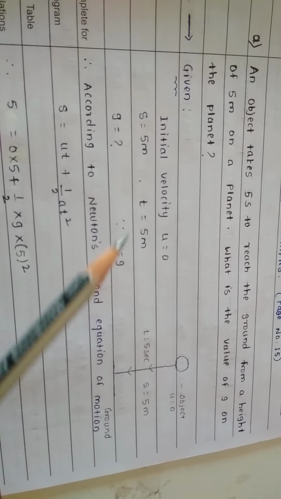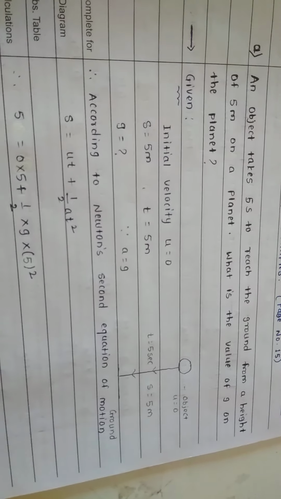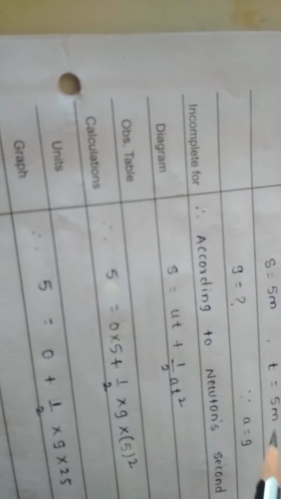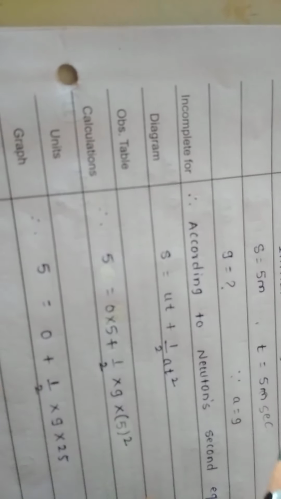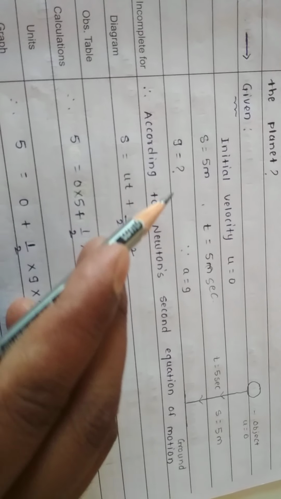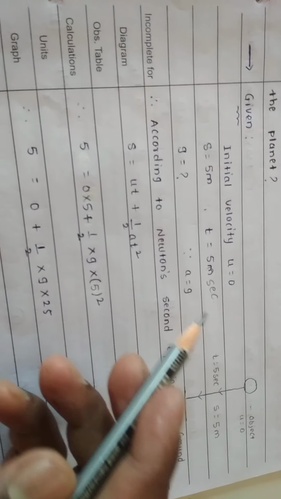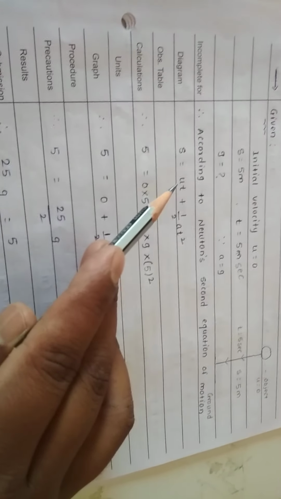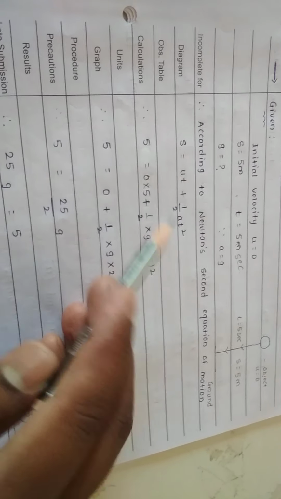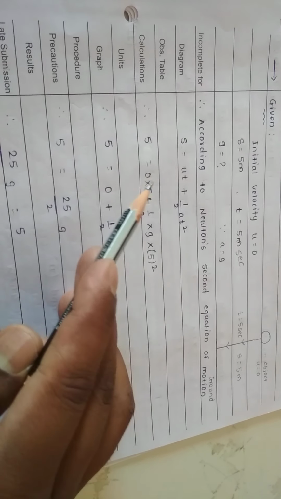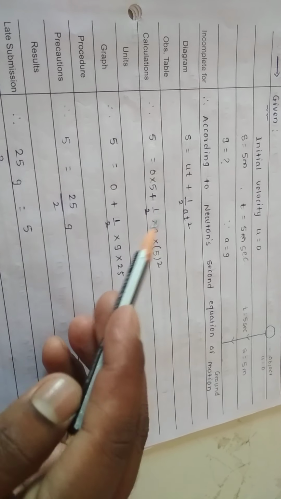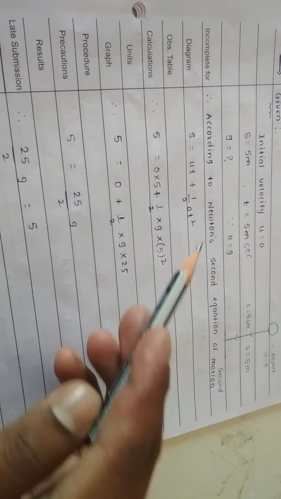t = 5 seconds. We have to find g, and here a = g. Therefore, according to Newton's second equation of motion, s = ut + half at square. Putting the values, s is 5, u is 0 into 5, plus half into g into 5 square.